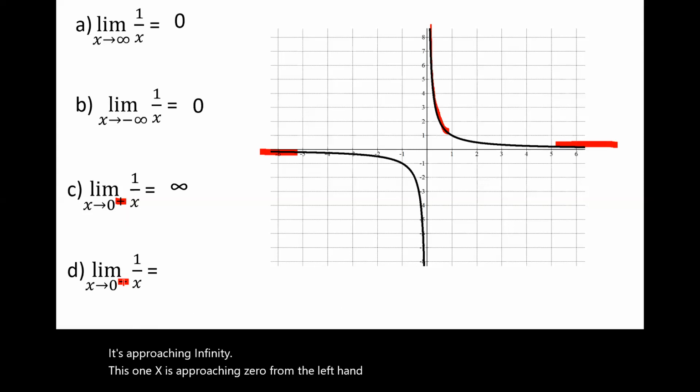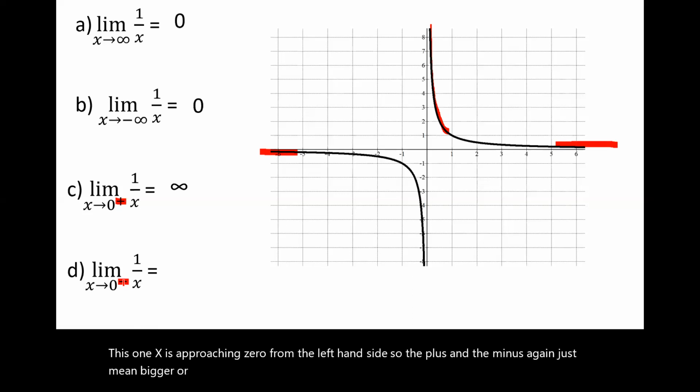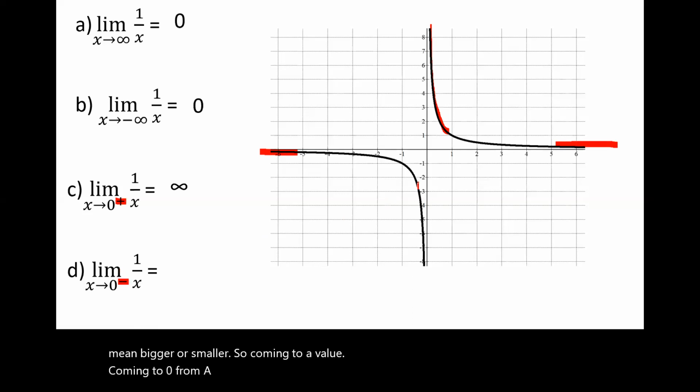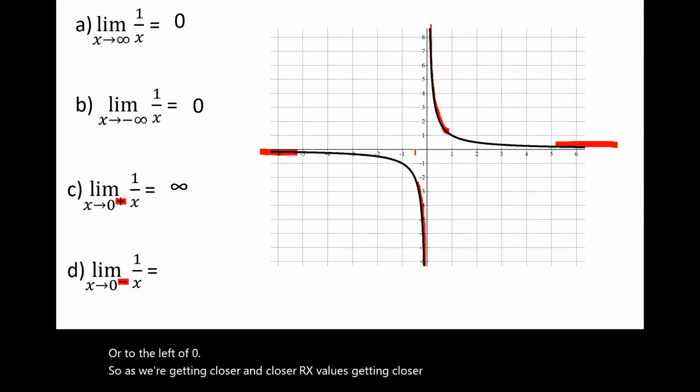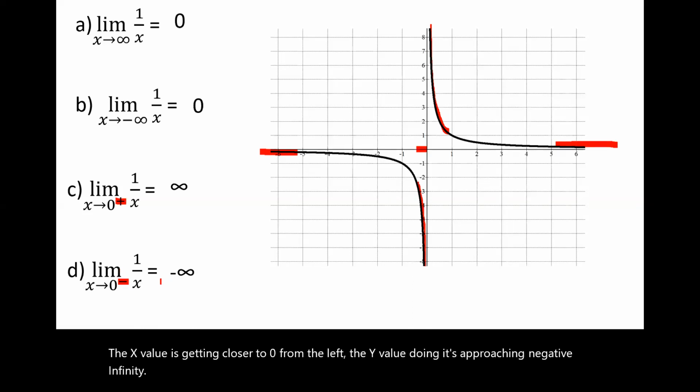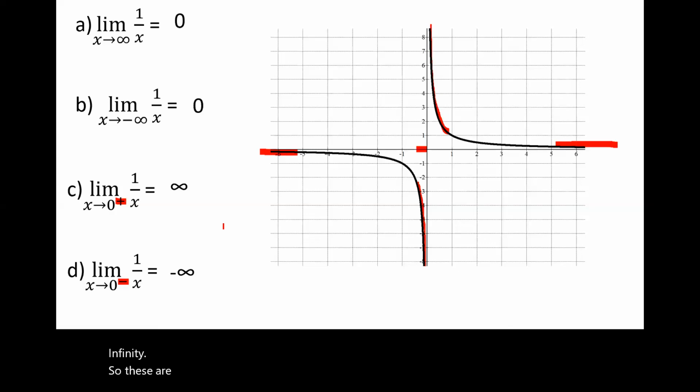This one, x is approaching 0 from the left-hand side. So the plus and the minus again just mean bigger or smaller. So coming to 0 from a value smaller than 0, or to the left of 0. As our x value is getting closer and closer to 0 from the left, what's the y value doing? It's approaching negative infinity.